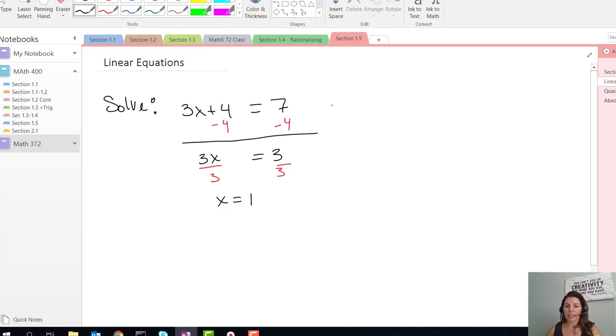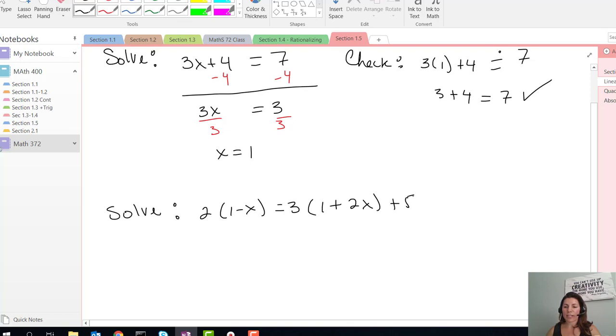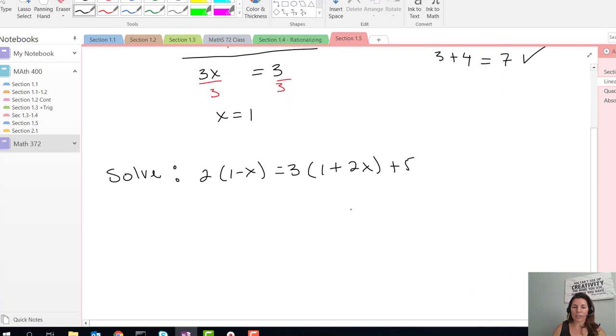And always check it. 3 times 1 plus 4, does that equal 7? And 3 plus 4 is equal to 7, so that is true. Our next example will be solve, let's say, 2 times (1 minus x) equals 3 times (1 plus 2x) plus 5. So now here we have a little bit more complex linear equation.